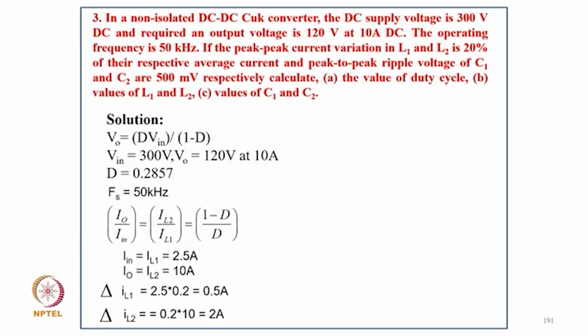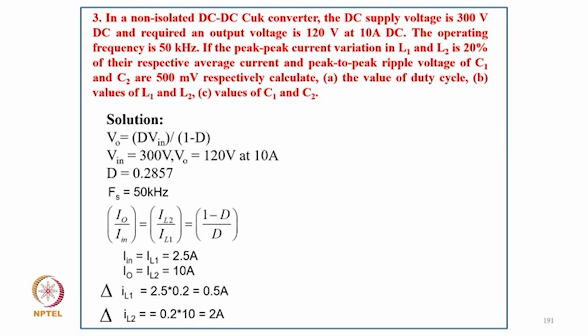Coming to numerical problem third: in a non-isolated DC-DC converter, the DC supply voltage is 300 volt DC and the required output voltage is 120 volt at 10 ampere. The operating frequency is 50 kHz. If the peak to peak current variation in L1 and L2 is 20% of their respective average currents, and the peak to peak ripple voltage of C1 and C2 is 500 millivolt respectively, calculate the value of duty cycle, the values of L1 and L2, and the values of C1 and C2.